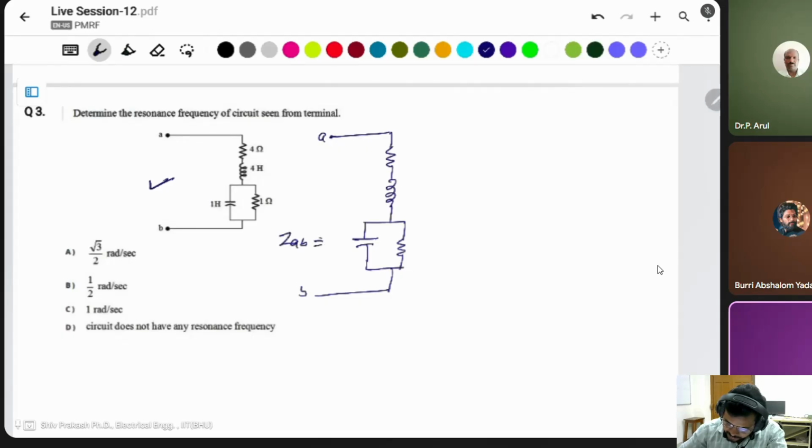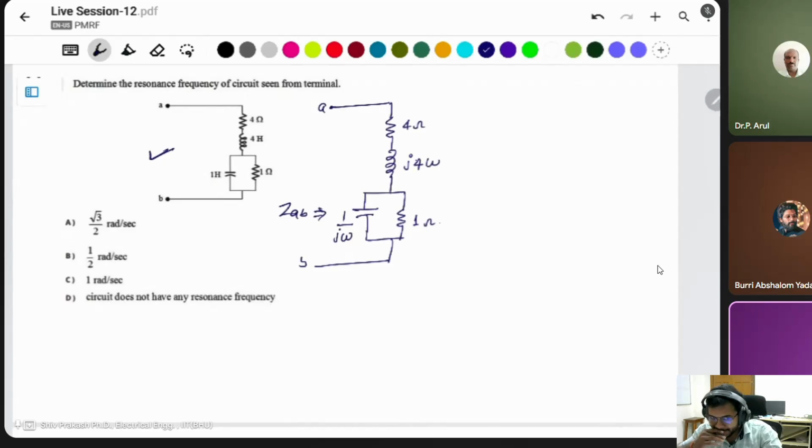ZAB is here. 4 ohm. This will be j omega L, where L is 4, so this will be 4 omega. 1 upon j omega C, where C is 1, it means 1 upon j omega. This resistance is 1 ohm.